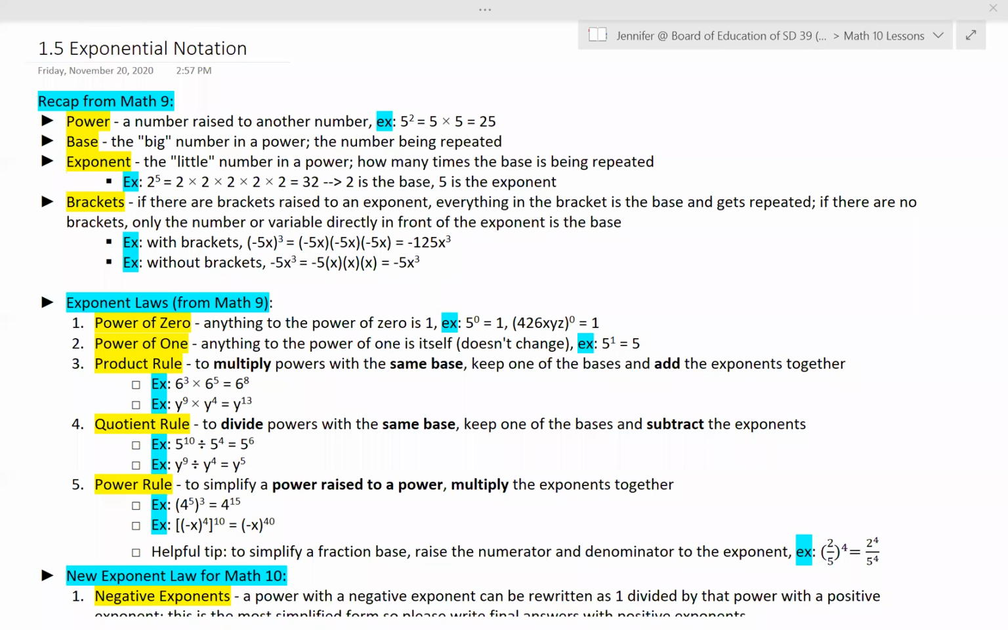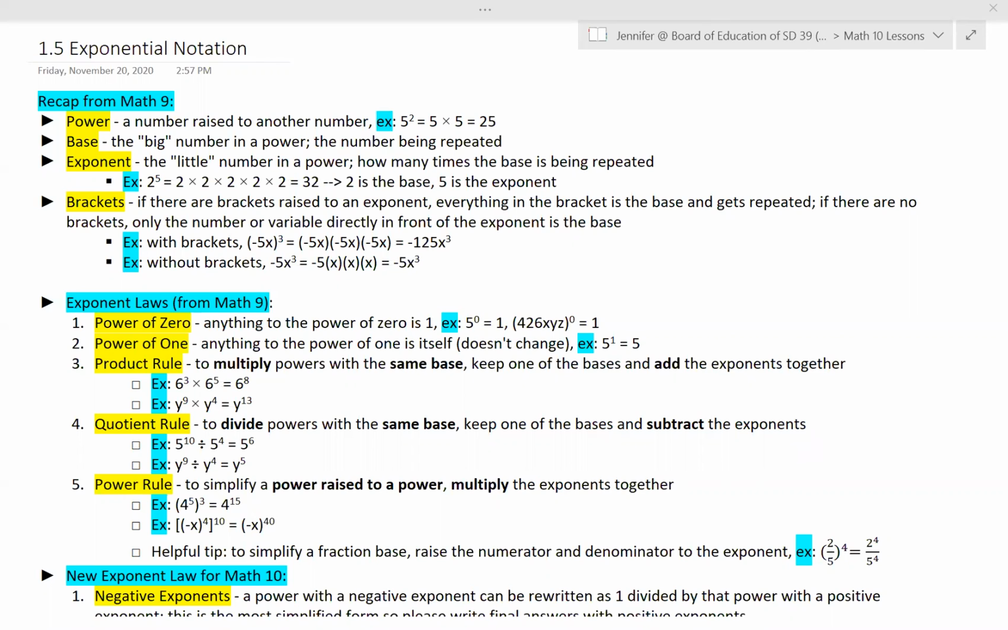This is lesson 1.5, exponential notation. A lot of these concepts you would have talked about last year in Math 9, but we'll do a recap to make sure you remember. A power is a number raised to another number. So 5 to the power of 2, or 5 squared, is just 5 times 5, which gives us 25.